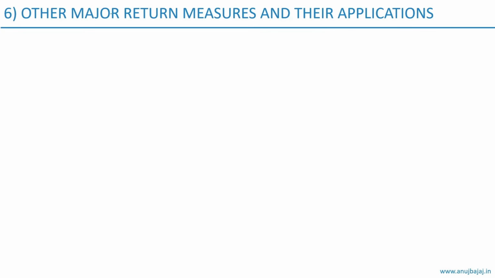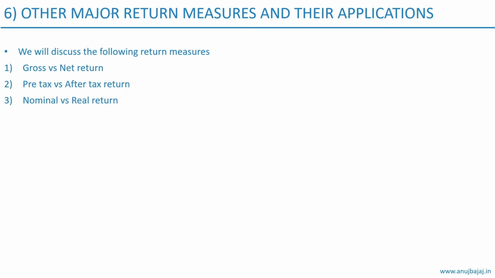We are done with the 5th section. Moving on to the 6th section, other major returns and their application. This is a pretty small section, and in this section we will be discussing the following return measures: gross versus net return, pre-tax versus after-tax return, nominal versus real return.